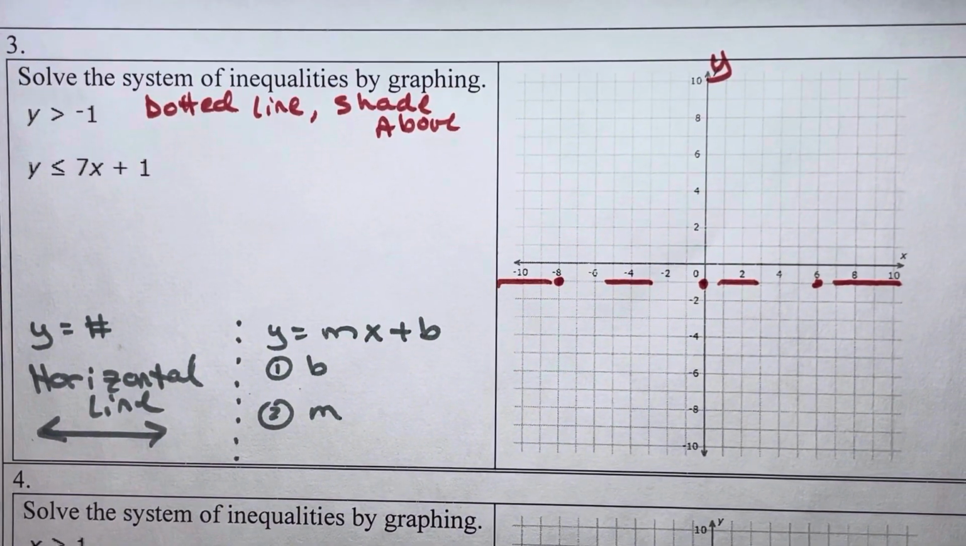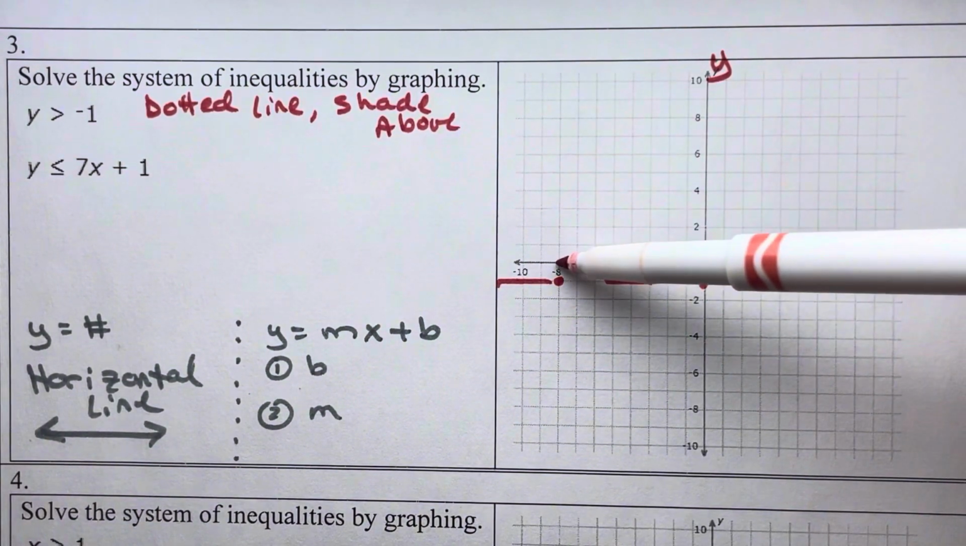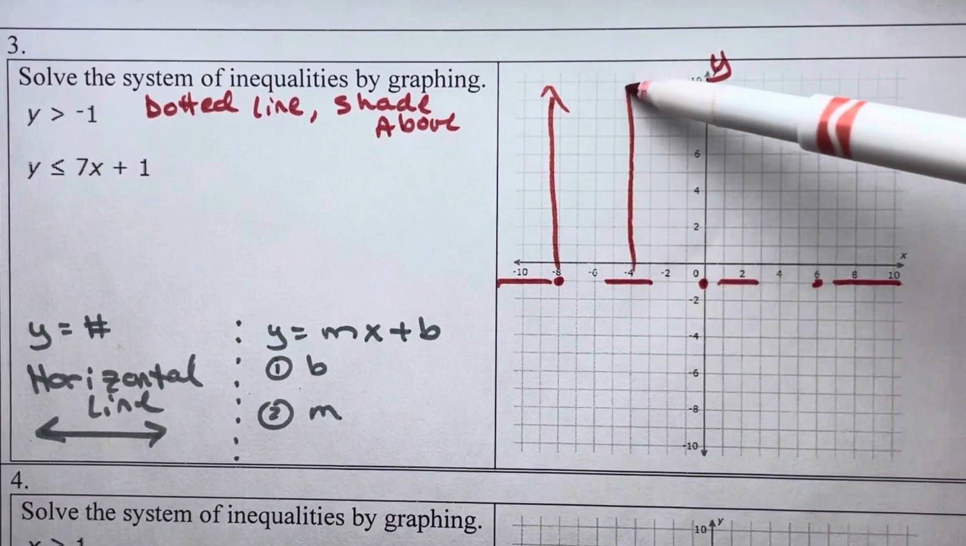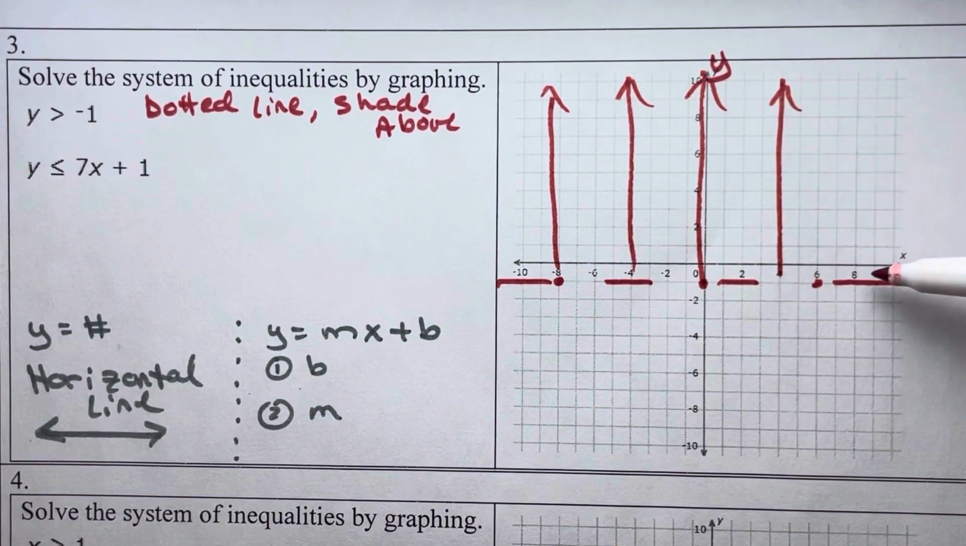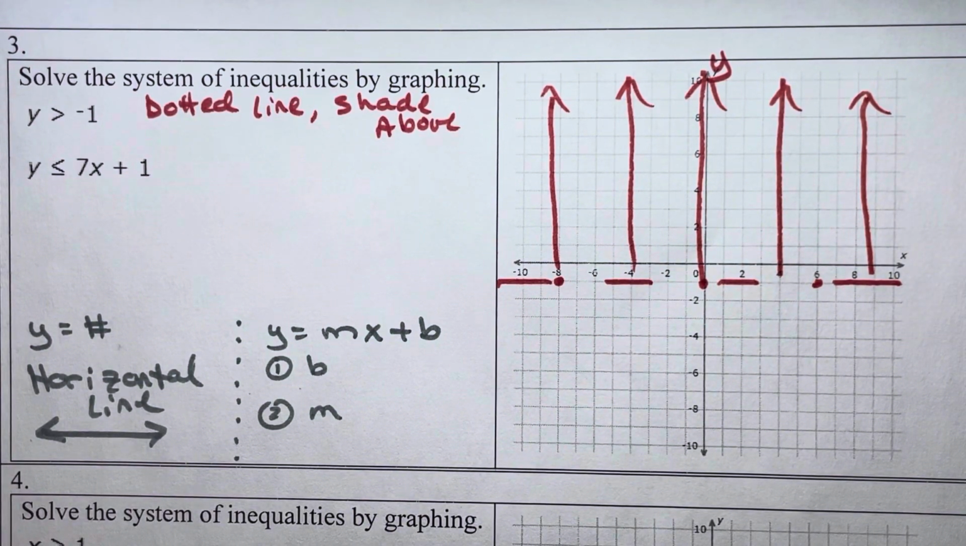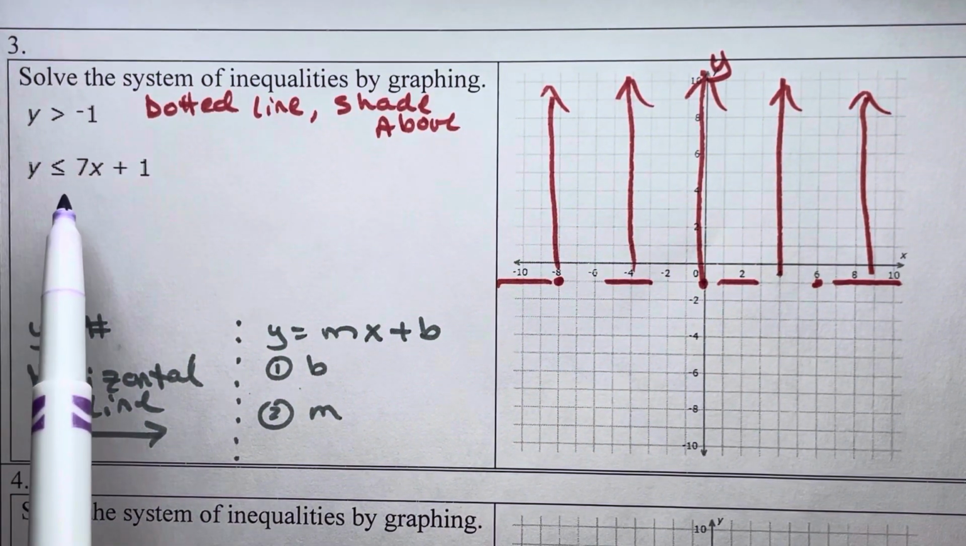So now let's look at our second, shading. So we need to shade above, just straight up from your line. There you go.